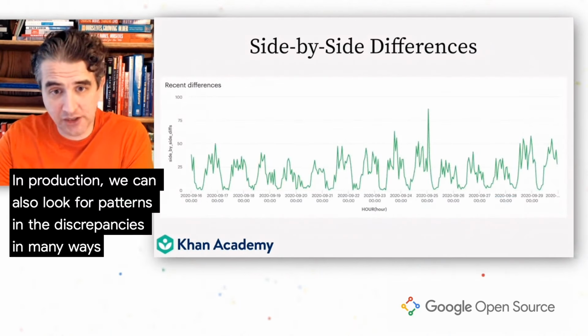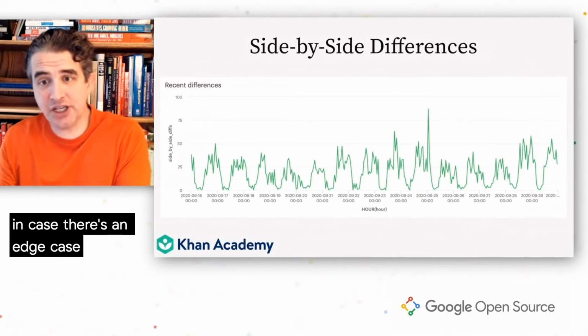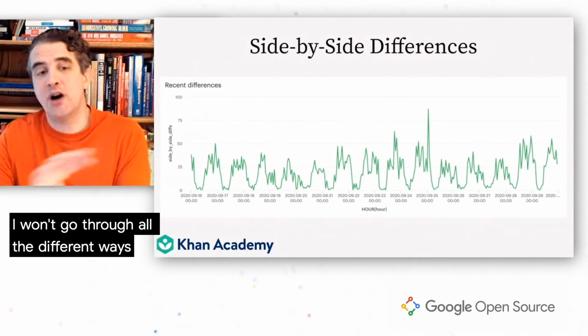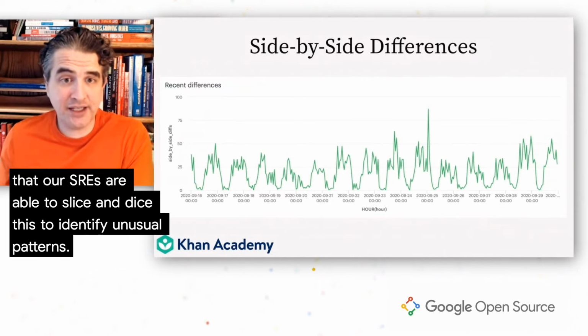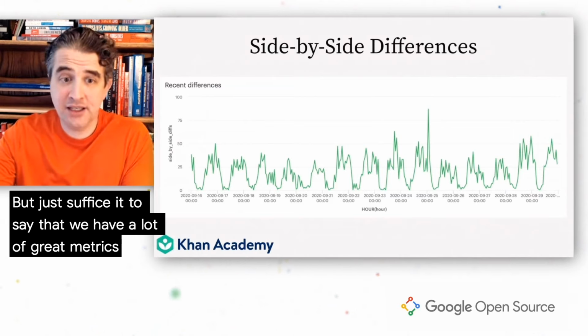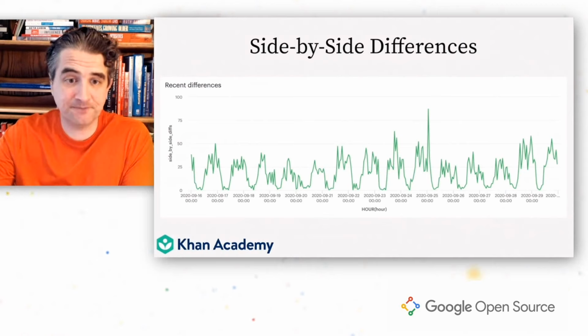In production, we can also look for patterns in the discrepancies in many ways, in case there's an edge case that, for instance, only occurs at a particular time of day. I'm not going to go through all the different ways that our SREs are able to slice and dice this to identify unusual patterns, but just suffice it to say that we have a lot of great metrics, and they bring that to the developer's attention.